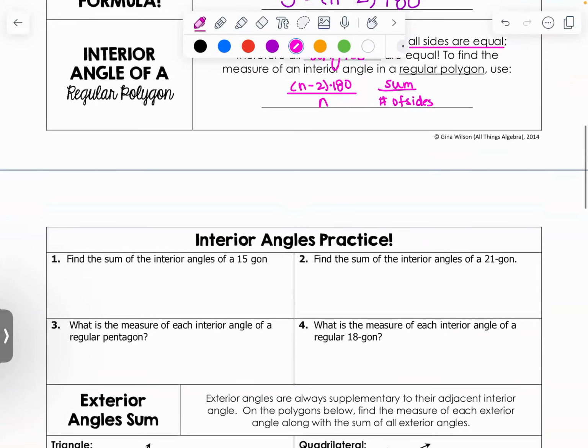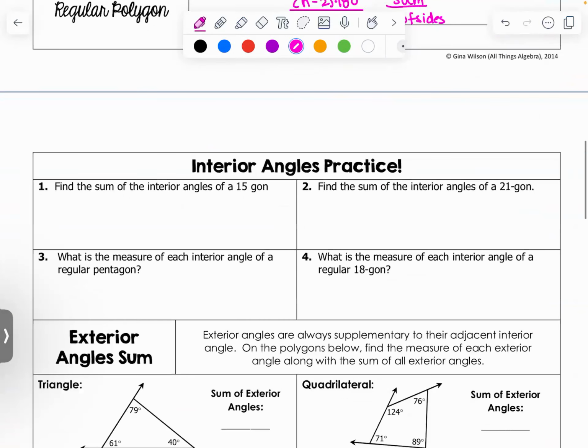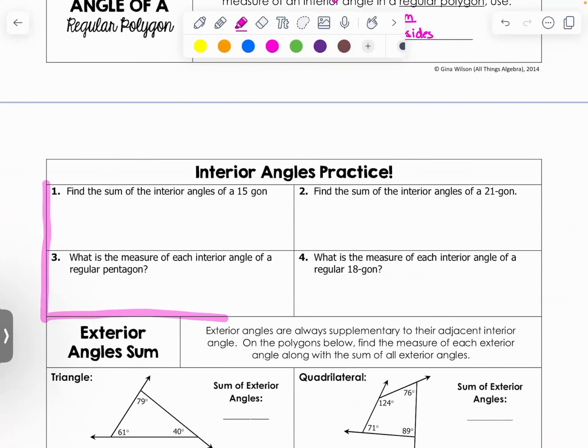So what I want you to do is go to the top of page 2, and you and your elbow partner, please complete 1 through 4 and then stop.